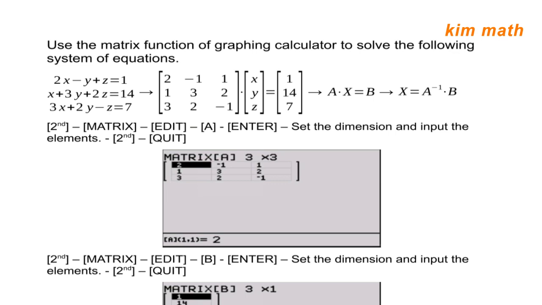Before using your calculator, first, this system of equations can be converted to a matrix operation. Good. So in short, the first one is matrix A, the middle one is X, and this is matrix B. Then you have A times X equals B.